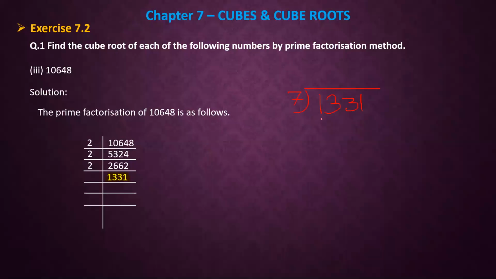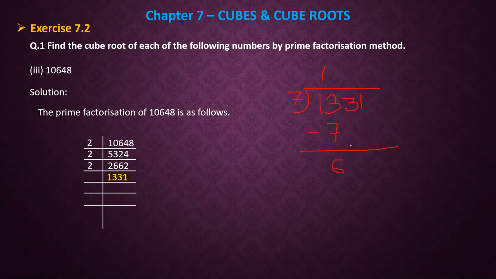So we cannot divide by using 5. So that's why we are taking 7, next prime factor. So here 7 ones are 7. So just perform the multiplication. 7 ones are 7. Then perform the subtraction. 13 minus 7 is going to be 6.